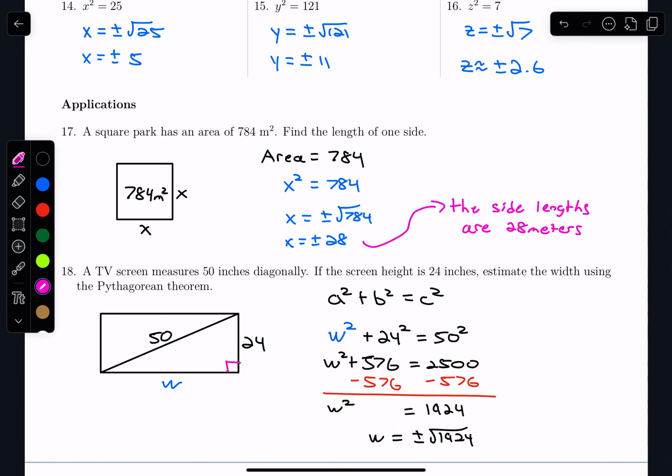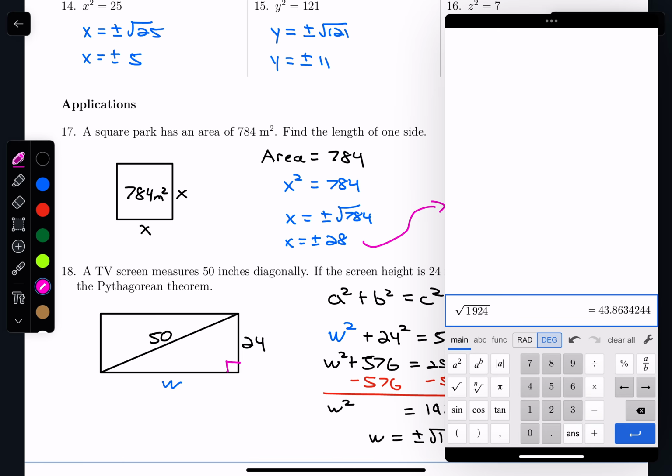So we're going to go ahead and claim here that the width of the TV is about, and what was it again? 43.9 inches.